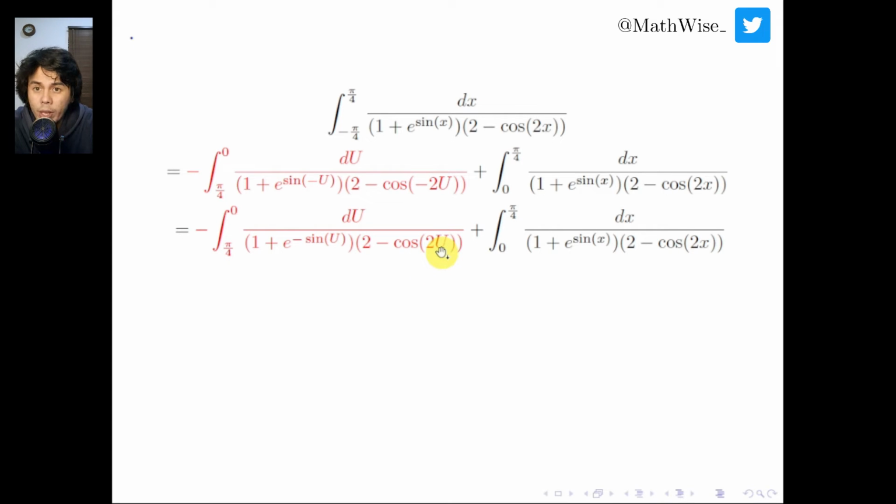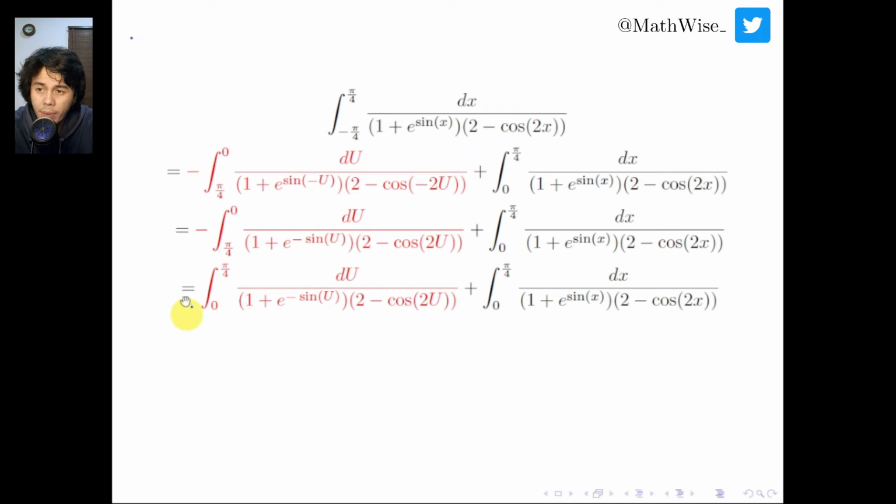The next thing I want to do is combine these integrals back, but the boundaries must be the same. So I want to change this into from 0 to pi over 4. We can do that by flipping the boundaries, but we must multiply by minus 1. That is the rule, right? We must multiply by minus 1 if we want to flip the integral back. And we get this, and we now have the same boundaries for both integrals. So let us compare these two integrals. What are the differences?